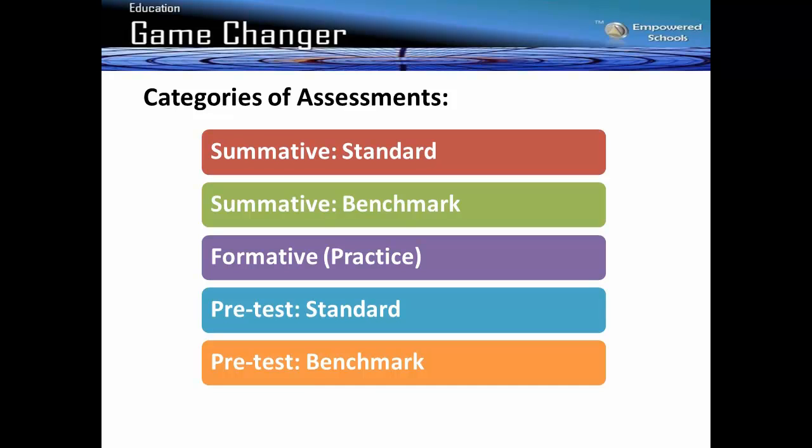GameChanger software has 5 different categories of assessment. Summative standard and summative benchmark for assessing how students are performing when you have completed a study or lesson on a particular skill. Formative, which is the developmental measurement of a student's acquisition of a standard. And then pretest standard and pretest benchmark when trying to evaluate the amount of growth in a given term or school year for a particular set of students.